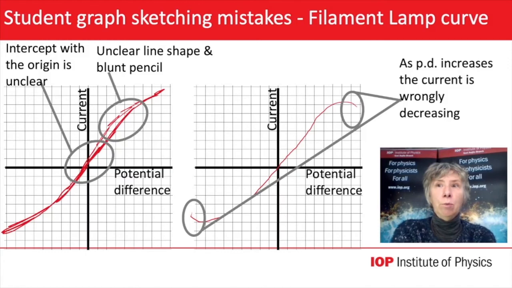The intercept with the origin is unclear, and the student needs to appreciate why the line would pass through the origin, and that there would be no current flow when the potential difference is zero. The graph to the right shows a mistake more commonly seen. The change in the curvature at both ends of the line is incorrect. They are showing a decrease in current for an increase in potential difference, and this would not occur.